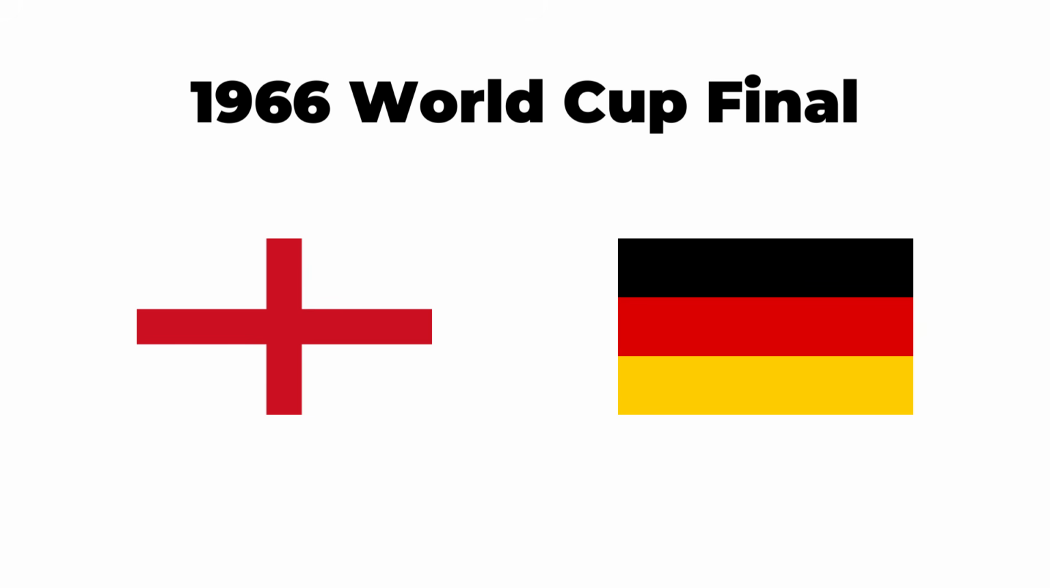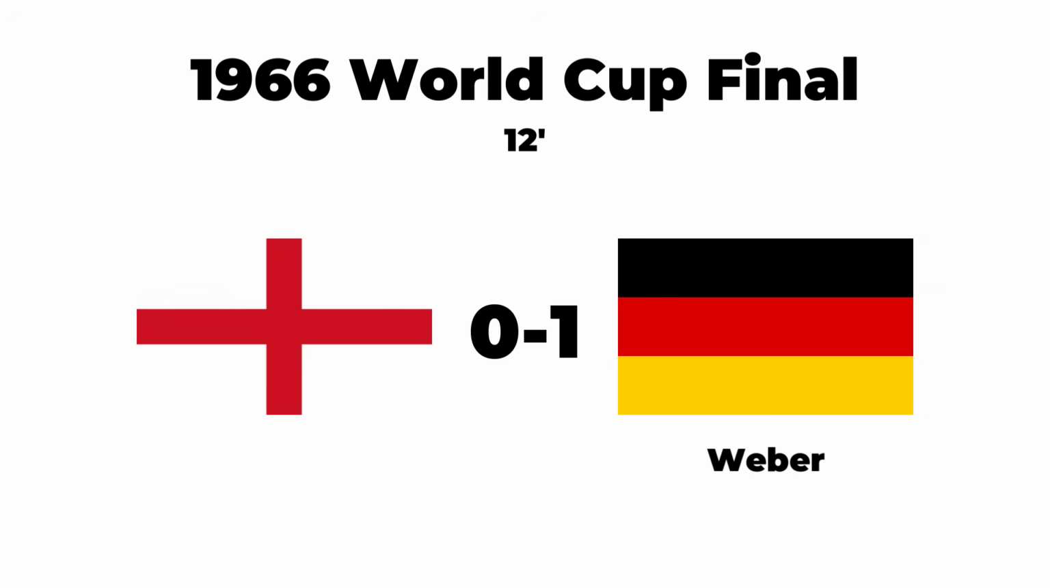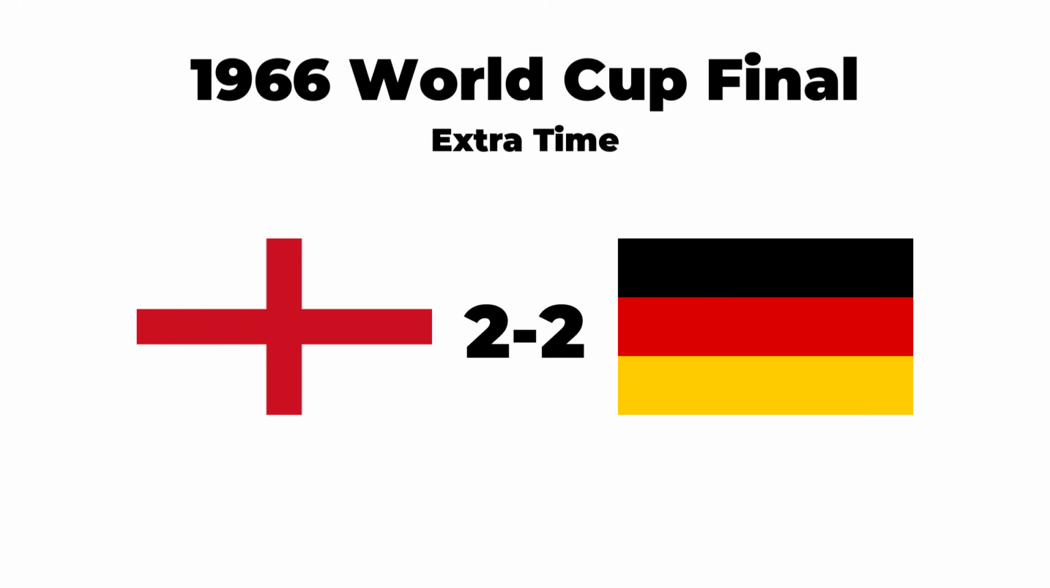England's opponents? West Germany. This final was a bit of a back and forth game. Germany's Helmut Haller opened up the scoring, and Geoff Hurst equalized just 6 minutes later. Late in the game, Martin Peters gave England the lead. This made Germany push for an equalizer, which Wolfgang Weber found in the 89th minute and forced the extra time.